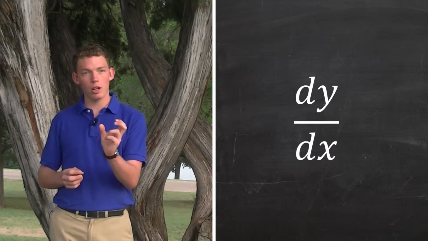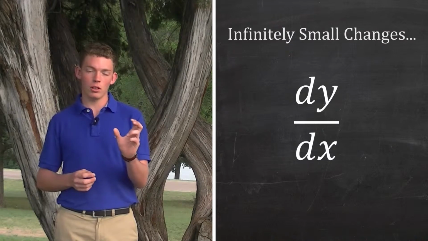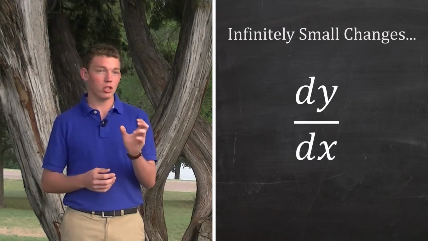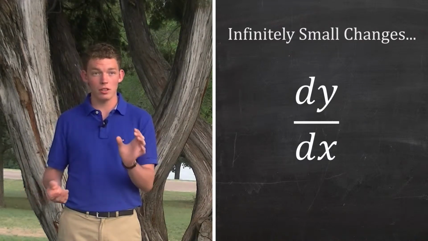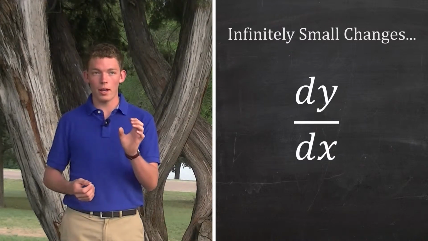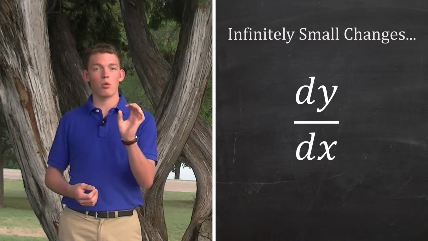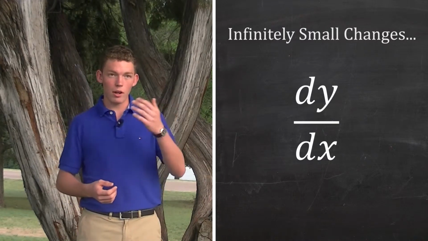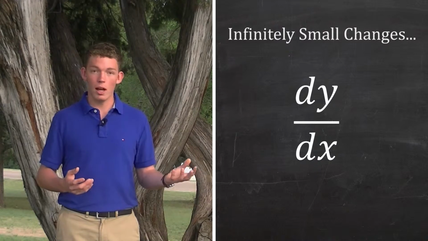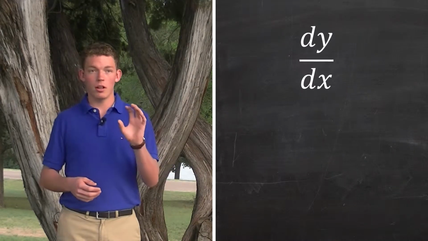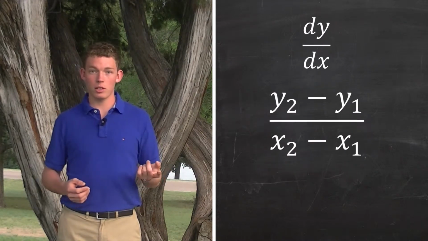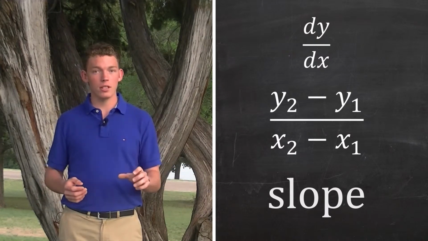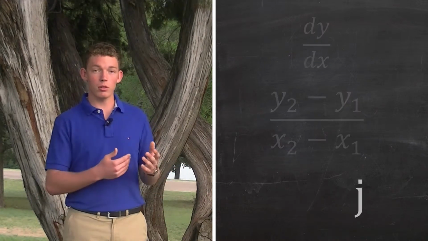What I was saying earlier about the dx being an infinitely small change in x, well, dy is actually the same, except it's with respect to y. So it's an infinitely small change in y. An infinitely small change in y over an infinitely small change in x is the same thing as a change in y over a change in x. And if you remember back to algebra and pre-cal, y2 minus y1 over x2 minus x1 is slope. So dy over dx is the same thing as slope. So what you're really doing when you take the derivative of an equation is finding its slope.